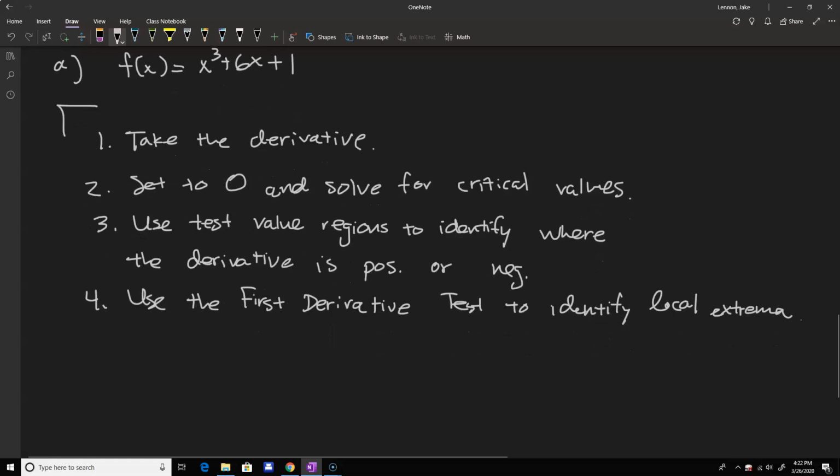So pretty much all the problems go through this, but you kind of have to get used to how we write it down and set things up. So for us, step 1 is pretty straightforward. We want to take the derivative. So f prime of x is equal to 3x squared plus 6. Oh no, plus 6. The x goes away. So just using the power rule for a polynomial. So step 2, we want to set that equal to 0 and solve to get our critical points. So we have 0 equals 3x squared plus 6.